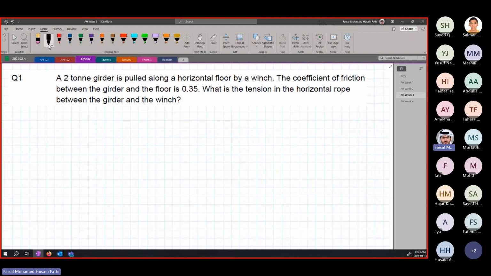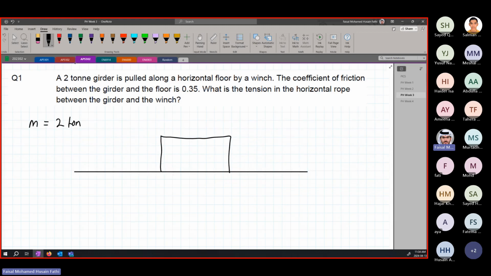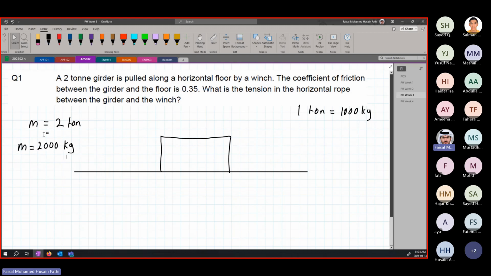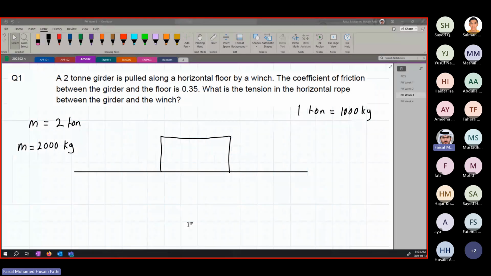All right. So from the very beginning, we know that we have a floor. We have a grinder that we're going to just put as a box. And it's 2 tons. So we know that the mass is equal to 2 tons. Remember that 1 ton is equal to 1,000 kilograms. So 2 tons is going to be equal to 2,000 kilograms. Remember that you have to always convert your units to the standard international units so that you can solve.